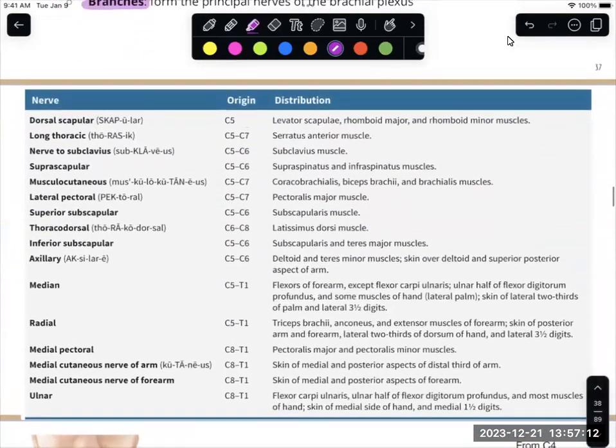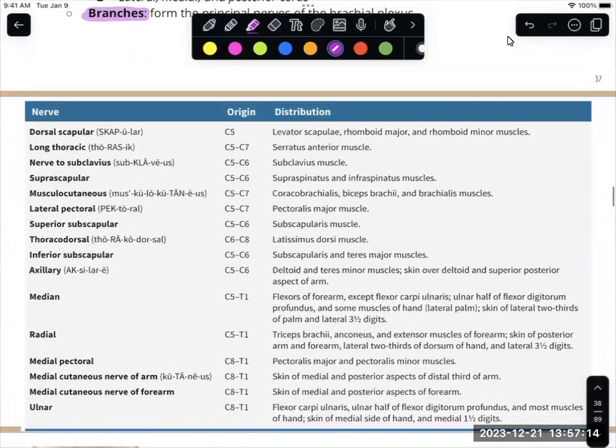So here's all of the nerves that come off of this brachial plexus. You do not need to know all of them. I will go through the ones you need to know. First one, musculocutaneous. Biceps brachii. This is the one that lets you flex your forearm. Median nerve.